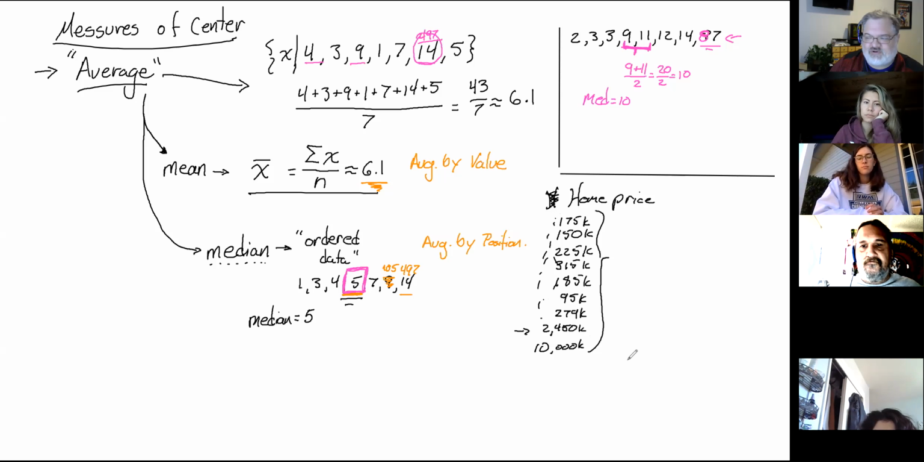So which is more important? The average by value, taking into account these big ones, or if we listed these in order, wish I hadn't made those dots there. I'm trying to get rid of it.